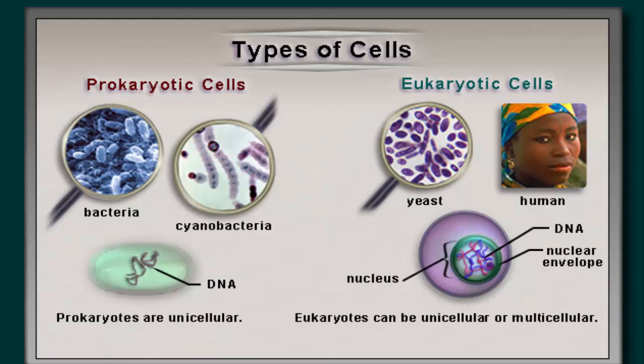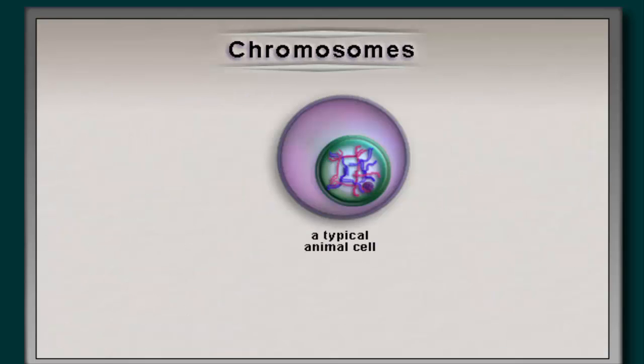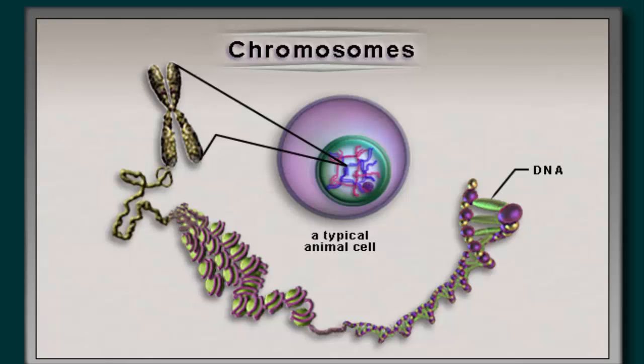In both types of cells, discrete units of DNA make up what are known as genes. Genes direct the way an organism develops, the molecules it builds to perform life-sustaining reactions, and the characteristic traits you see in each organism. In both prokaryotic and eukaryotic cells, DNA is compacted along with proteins into long strands of thread-like chromatin, which can be further condensed into more compact structures called chromosomes.